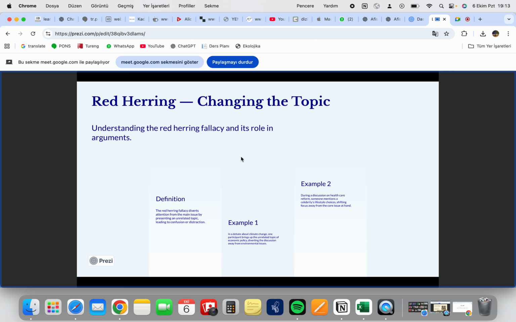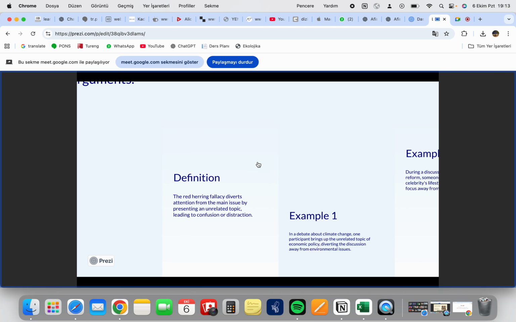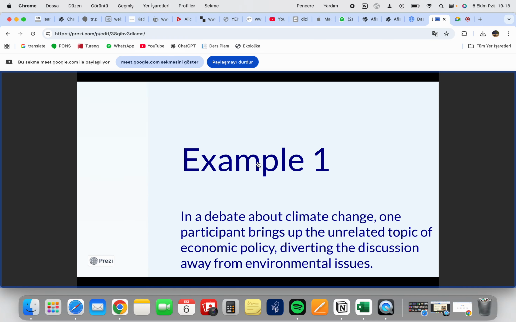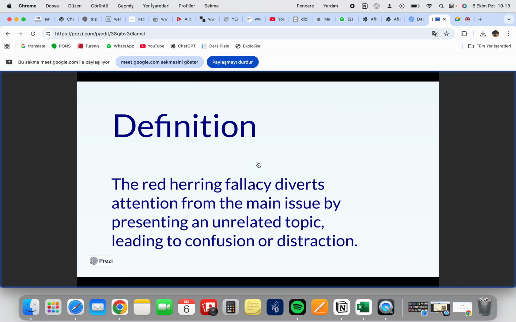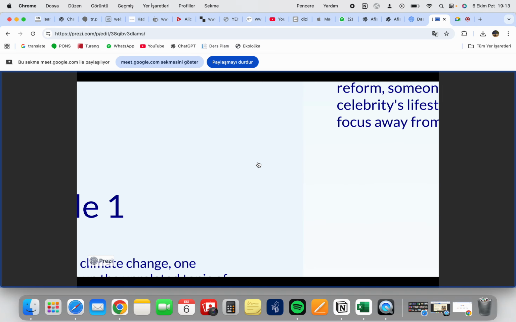Okay, that was red herring. I guess you all understand. If there is anyone who wants to ask a question, I can answer it. There's a definition in there too. You can read it, but I said it already.